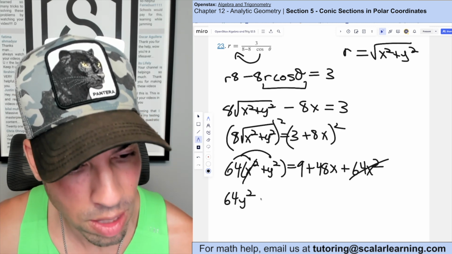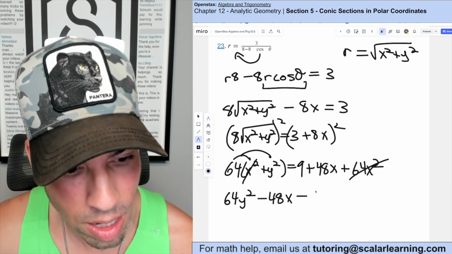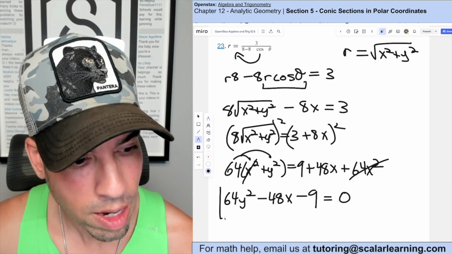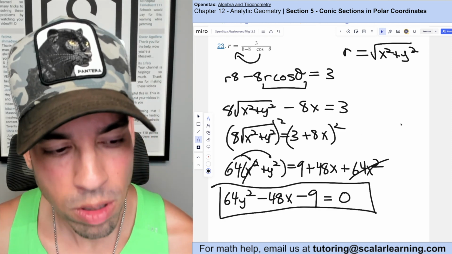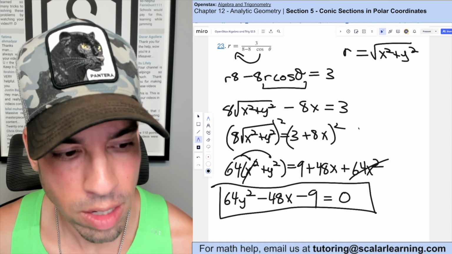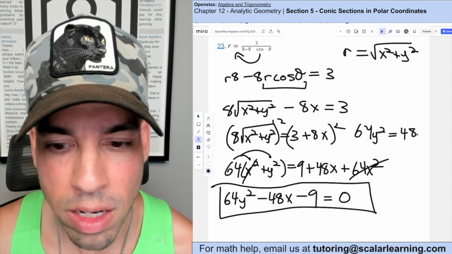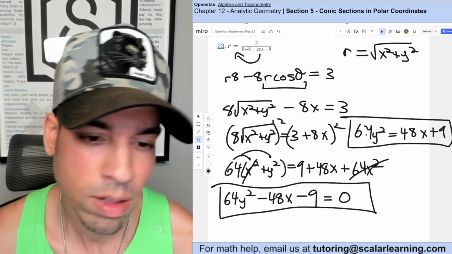Now we'll bring everything to the left side. Minus 48x, right? Bringing that over, and then minus 9 as well, setting that equal to 0 because we moved everything over. And that's our final equation. Done. Now, just FYI, in the back of the book, they actually move the 48x and the 9 over. So you could also have it like this as well. 64y squared equals 48x plus 9. So that's how it matches up in the back. But again, both of these are equivalent, and that's it.